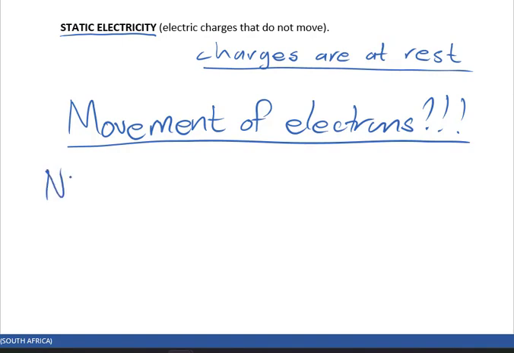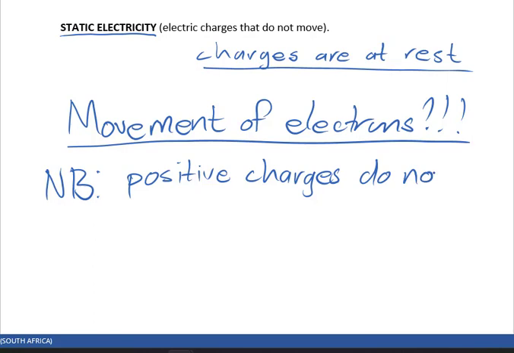So NB, positive charges do not move in solids, only in liquids and air. So this is what we should always remember.